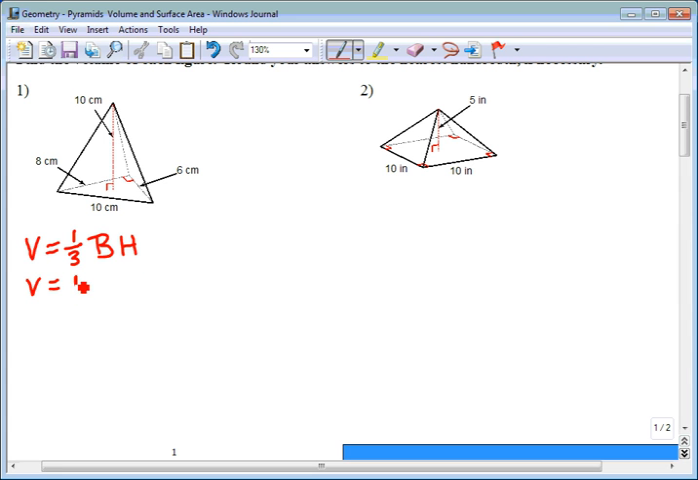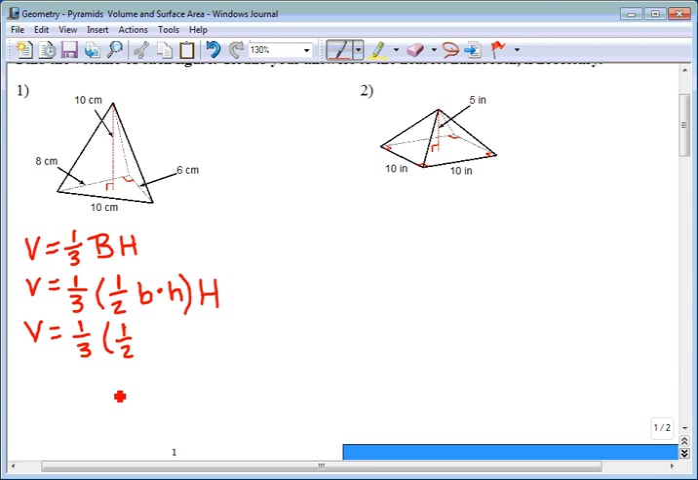For this first problem, I have a triangular pyramid. So I have to use the formula for the area of a triangle, which is 1/2 base times height, this being the base and the height of the triangle. And then I still have to multiply this by the height of the solid to get the total volume of the pyramid. So now we're just going to plug the values in.